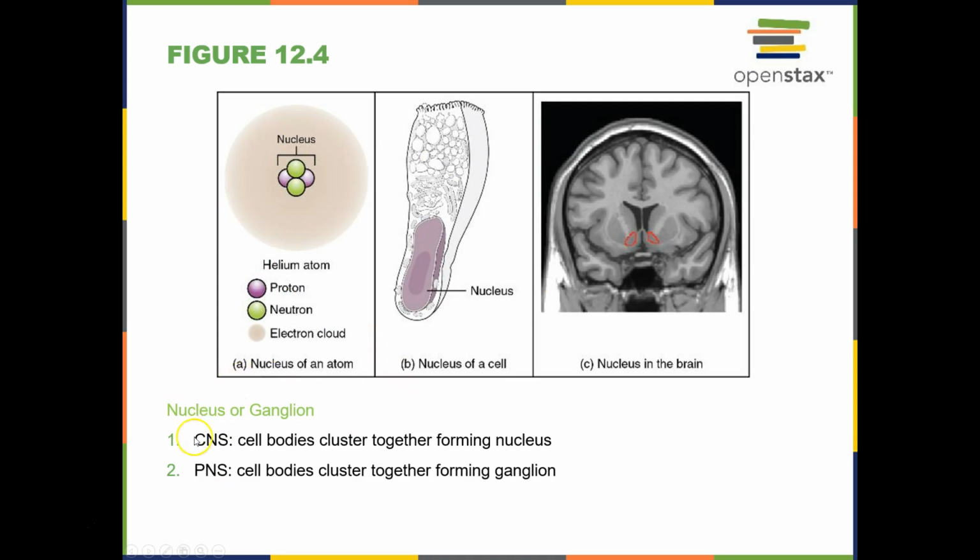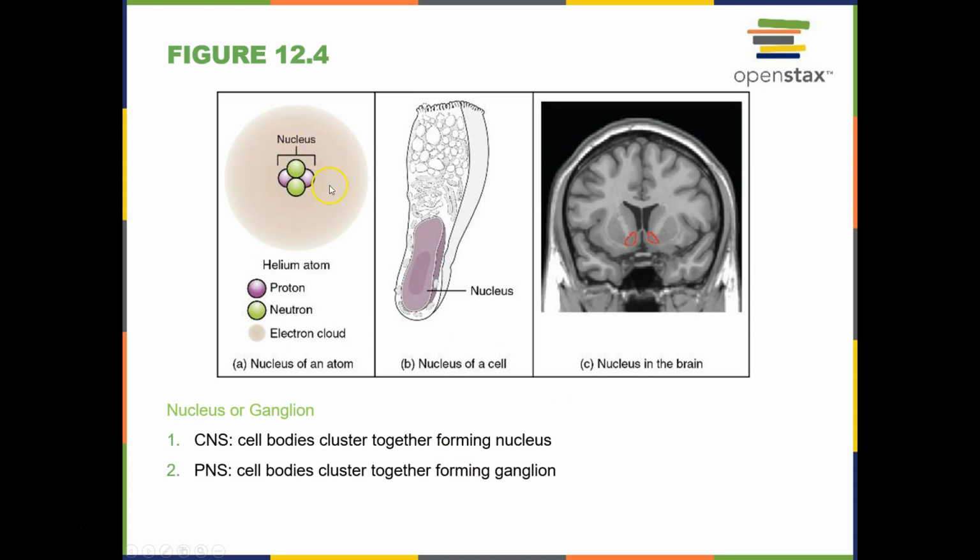We can also look at the ganglion outside of the CNS, and we have a nucleus inside the CNS. So when we have a cluster of cell bodies in the CNS that have a similar function, that's called a nucleus within the CNS. Outside of that, that same cluster of cell bodies is known as a ganglion.